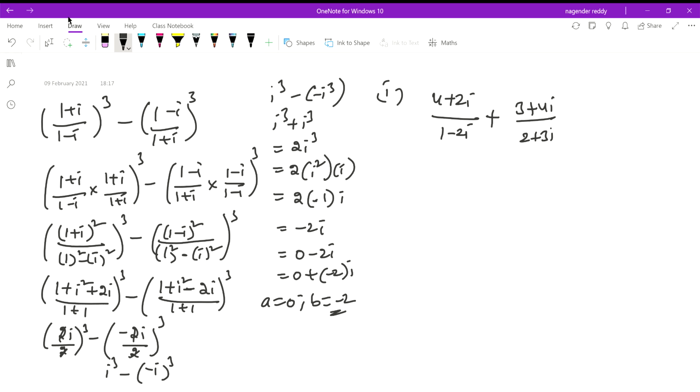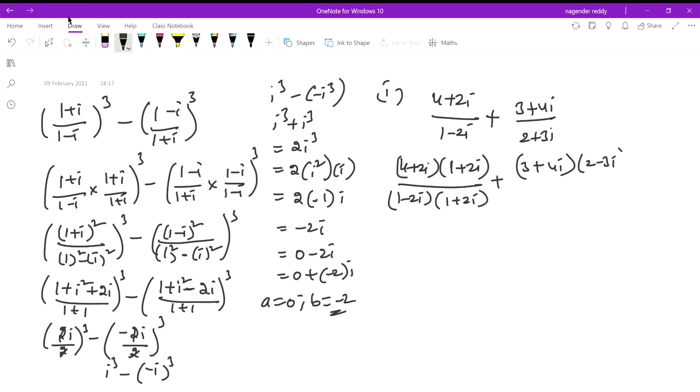Before writing that, first we should check: is there a complex number in the denominator? Yes, we have a complex number in the denominator, so try to eliminate it first. Later we'll discuss. So that is (4 + 2i) into (1 + 2i), because the conjugate of 1 minus 2i is 1 plus 2i, over (1 - 2i)(1 + 2i). Now I'll use a short form to make it easy: (3 + 4i) into (2 - 3i) by (2 + 3i) into (2 - 3i).